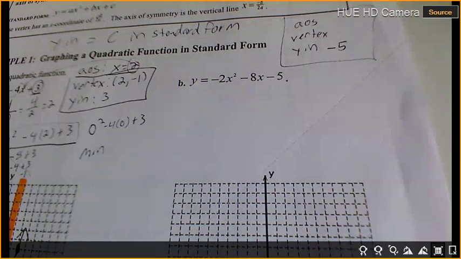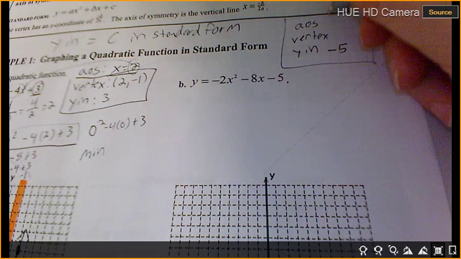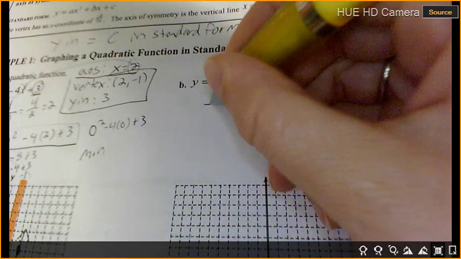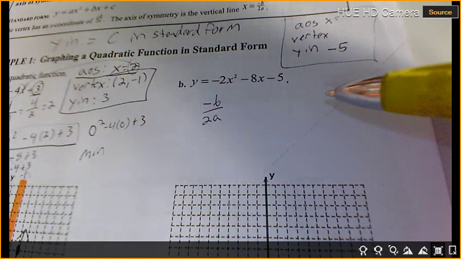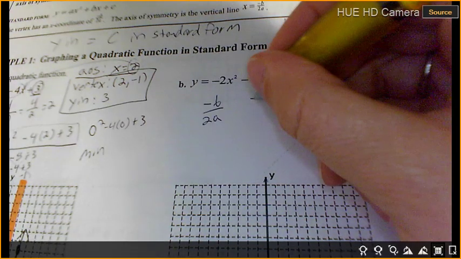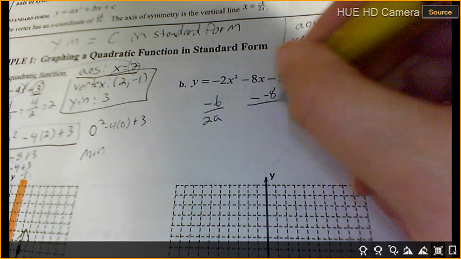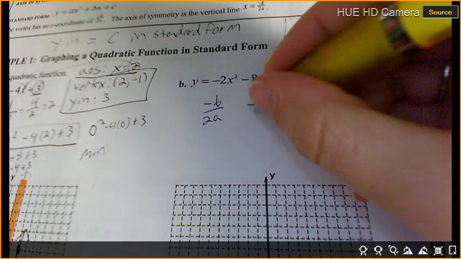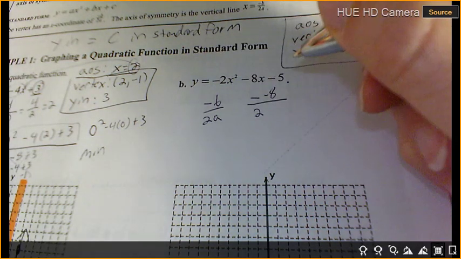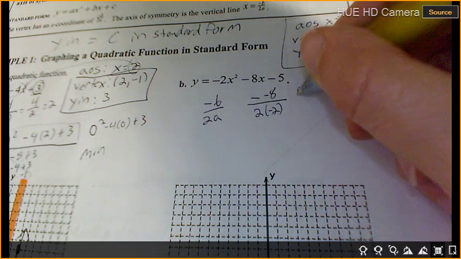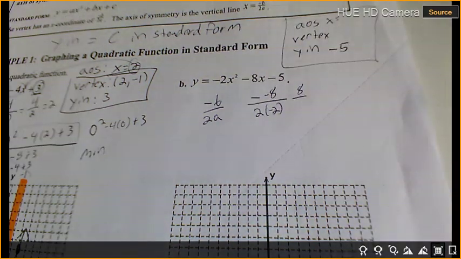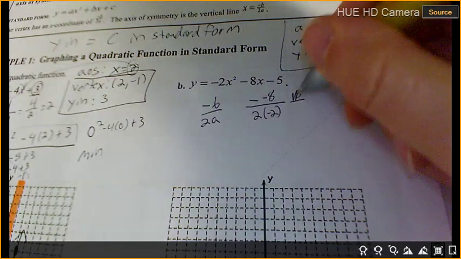Okay, so now I need to find the axis of symmetry, correct? The axis of symmetry is negative b over 2a. What's b in this case? B is negative, so it's minus a negative 8. It'll just be 8. Times 2 times what's a? The 2. Good. So I get 8 over 2 times 2. Okay, you do it yourself.